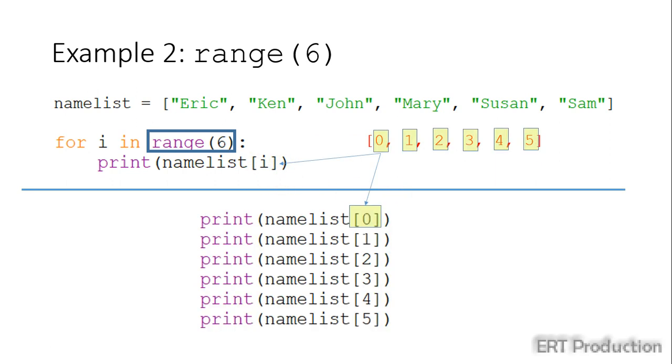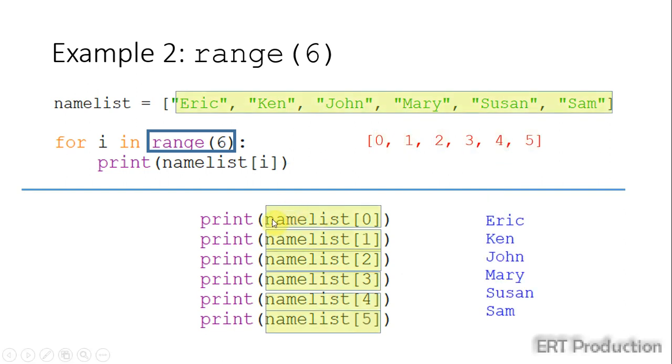Equivalently, these print statements will be executed 6 times, and for each iteration, this variable I will be changed from 0 to 5. You can see we changed the list index of the named list variable in each iteration from 0 to 5. Equivalently, it has the same effect of printing out each element in the named list.